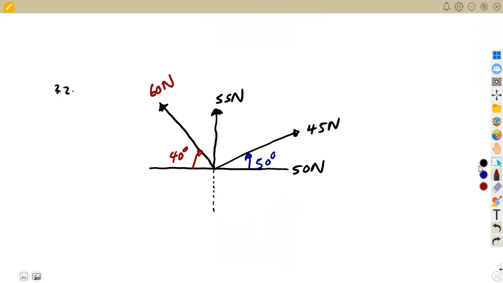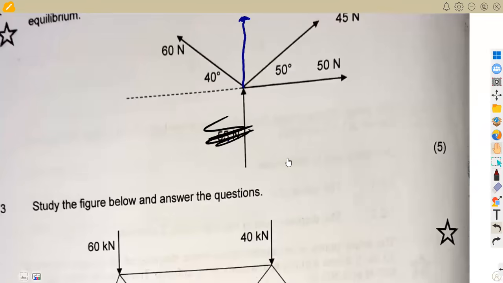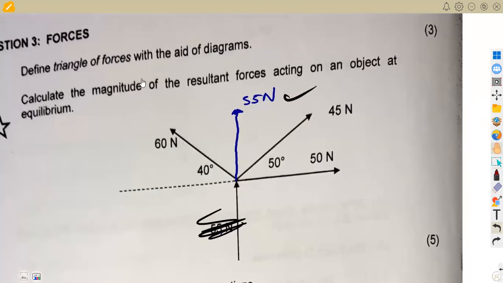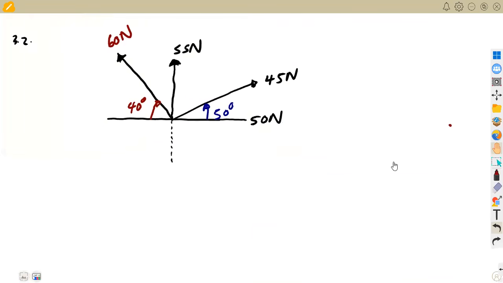Remember, from our forces, we talked about this part. So the question was for us to have what? The resultant in this case. Calculate the magnitude of the resultant. So for the magnitude of the resultant, we are simply going to need the components, that is the horizontal and the vertical components in this case.